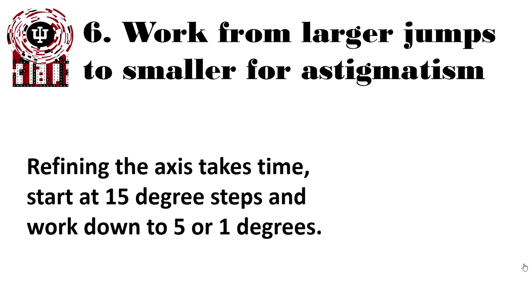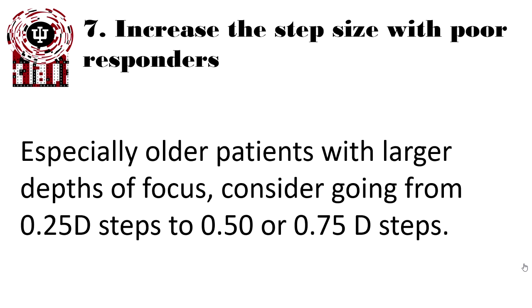Number 6, work from larger jumps to smaller jumps for astigmatism. Refining the axis takes time, so start at 15-degree steps and work your way down to 5 and 1-degree steps as you go. And the final thing is really for poor responders.